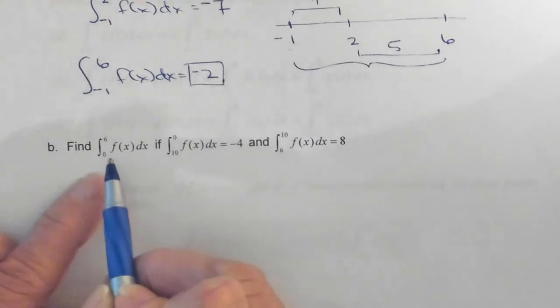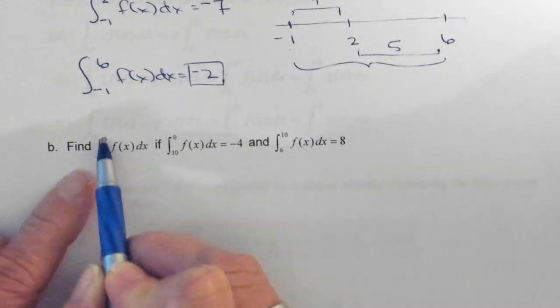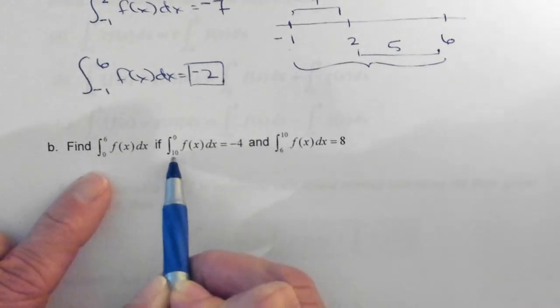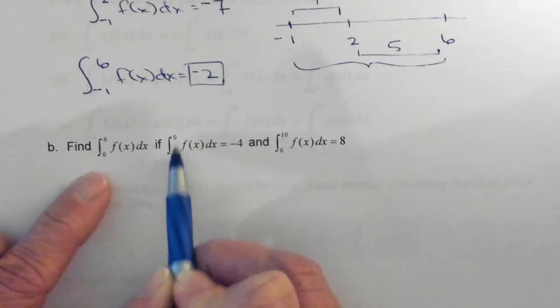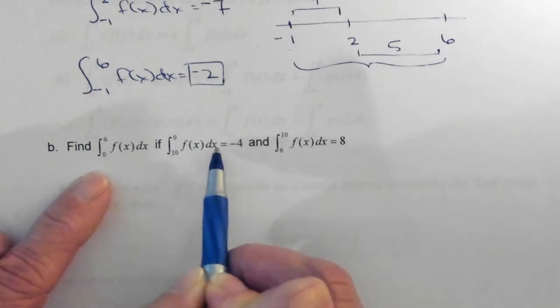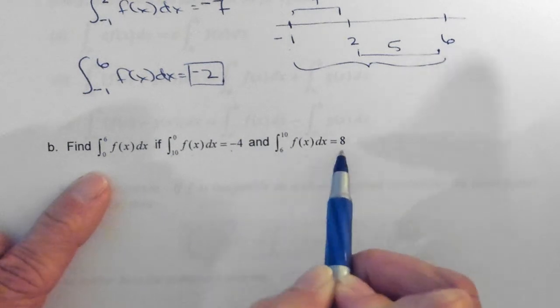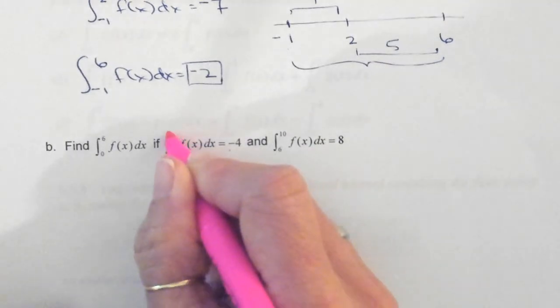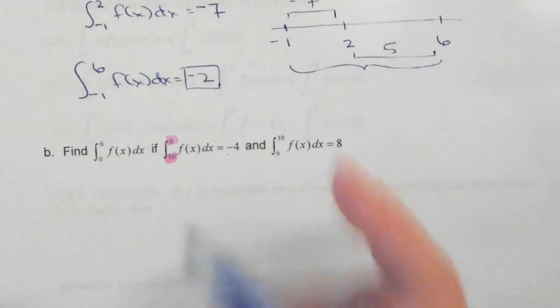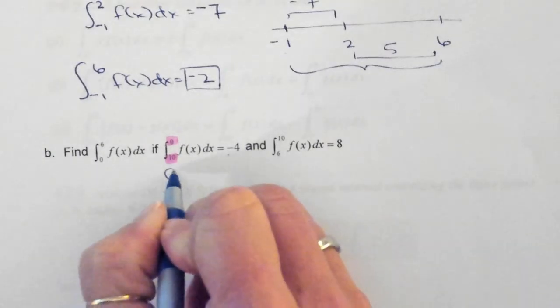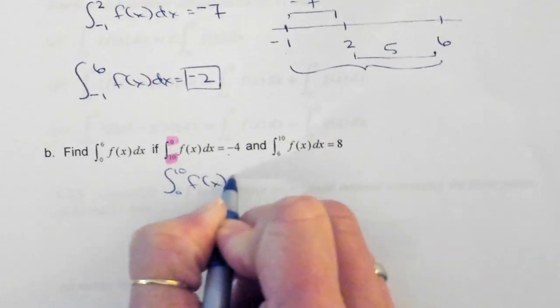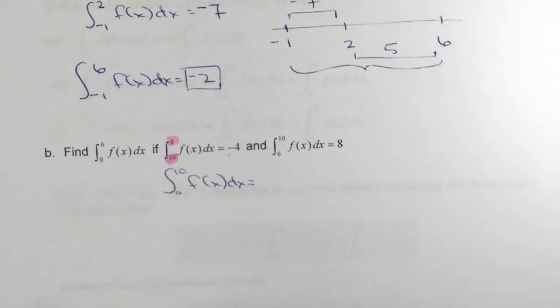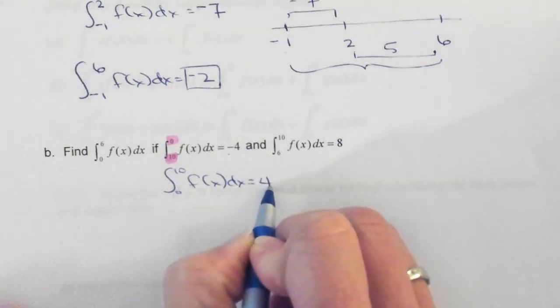All right, so here, they want us to find the area from 0 to 6 if they're telling us the area underneath the curve from 10 to 0 of f of x dx is negative 4 and 6 to 10 is 8. Okay, do we see any issues that we need to fix first? Flip the 10 and 0. Flip the 10 and the 0. Okay, so this is what we've got. There you go. So what do I say is my value? 4. That's true. Flip the sign. You got to do it.